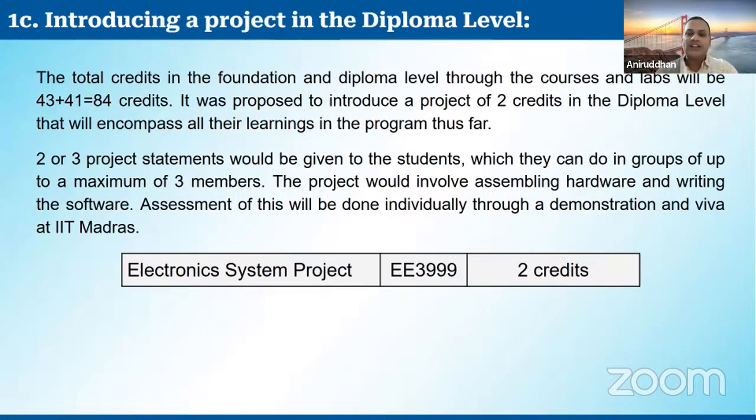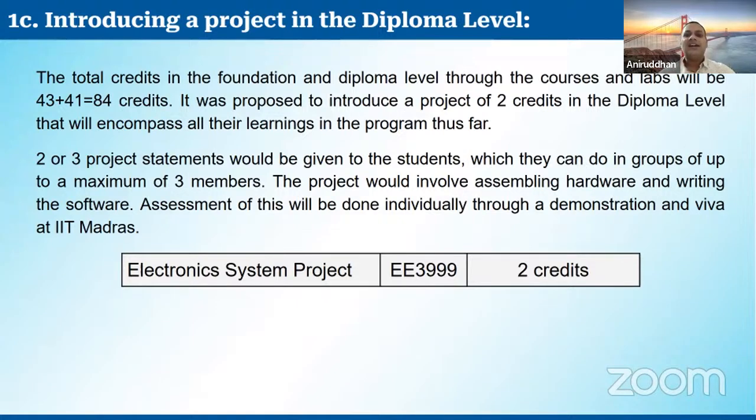It's a 2 credit project. So you can imagine the amount of work that will be required. And it will be conducted in the following way. So we will give some project statements. Okay. So maybe 2, 3 project statements will be given to the students. Okay. So this is kind of a structured project course.